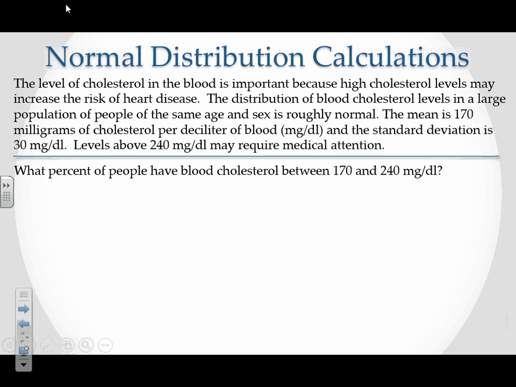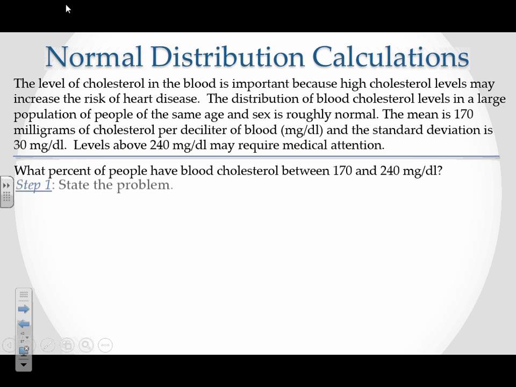All right, let's do one that we haven't talked about yet. So far all we talked about is how to find something less than or something greater than. But there are times where we want to know between two values. So here we're asking what percent of people have blood cholesterol between 170 and 240 milligrams per deciliter.